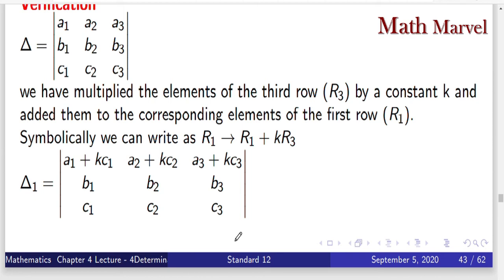Okay, so here row 3 is multiplied by k, so here no need to write here kc1, kc2, kc3. Okay, row 3 remains as it is, there is no change in elements of row 3. Here we are adding this kr3 in row 1. Say yes or no. So that's why only we have to show change in row 1.